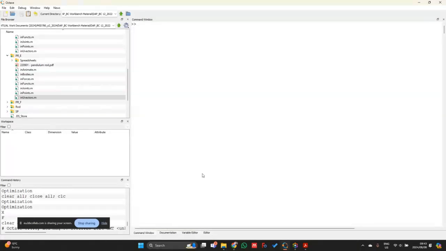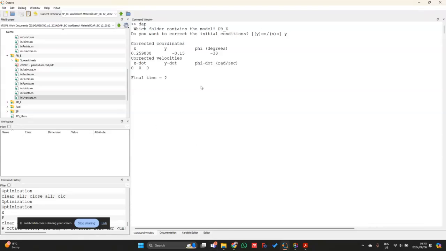Once all of that is set up, now I can go and run DAP again. It will once again ask what the folder is that contains the model, so I'm just going to say pr_e. Then it says, do I want to correct the initial conditions? Yes, I do. And we can see that I still get the correct coordinates and the velocities over here, so that's fine.